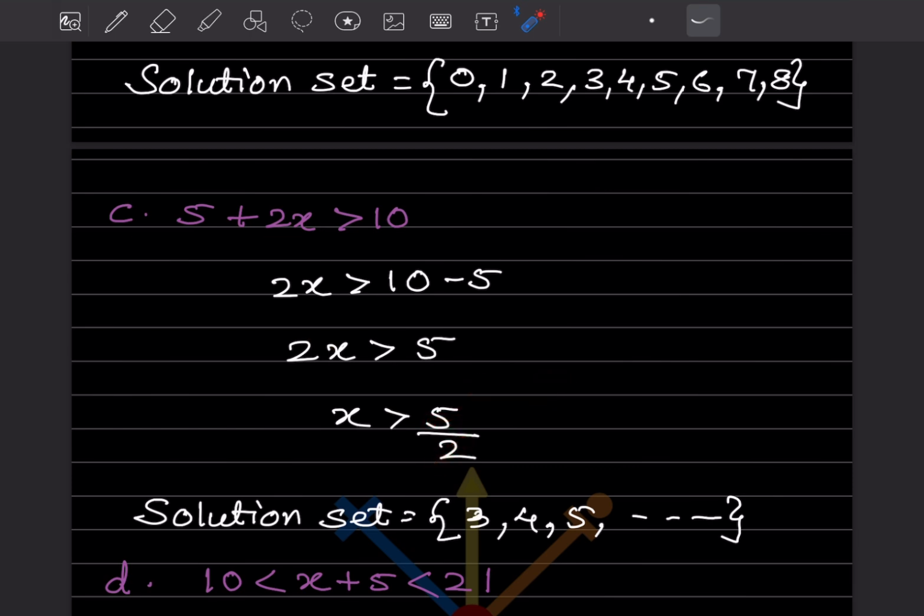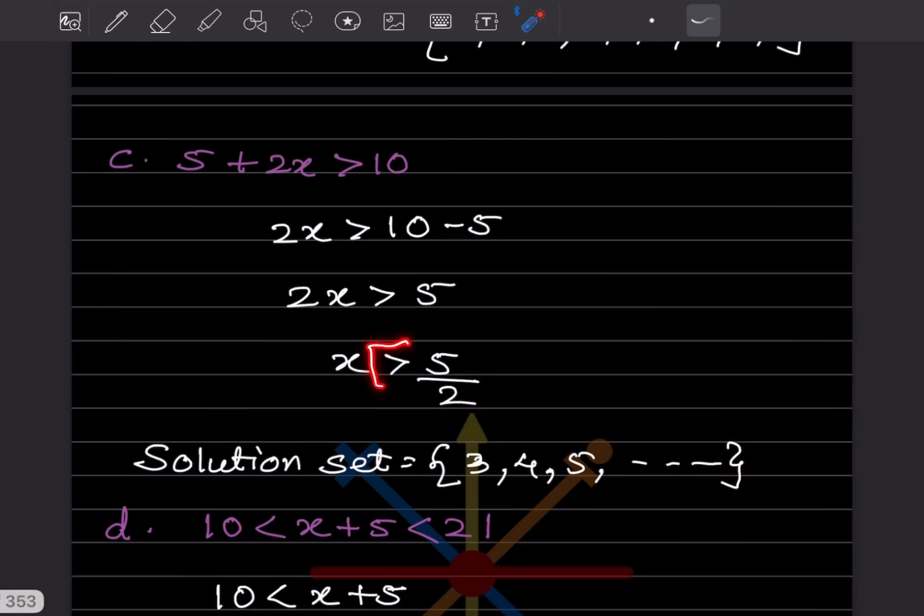So the solution set will be, 2.5 means the next whole number, 5 and more than 5, that goes to 3. So 3, 4, 5, this is greater than, so it can go on. So we can write more numbers here, or just write 2, 3 numbers and then put these dots that say it goes on, because it is greater than.